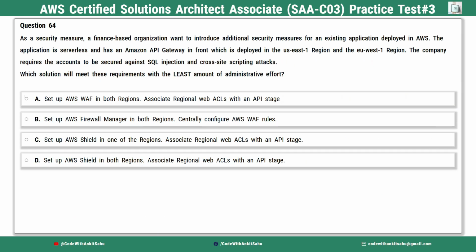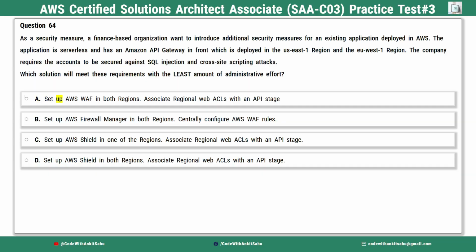Question 64. As a security measure, a finance-based organization wants to introduce additional security measures for an existing application deployed in AWS. The application is serverless and has an Amazon API Gateway in front, which is deployed in the US East 1 region and the EU West 1 region. The company requires the accounts to be secured against SQL injection and cross-site scripting attacks. Which solution will meet these requirements with the least amount of administrative effort?